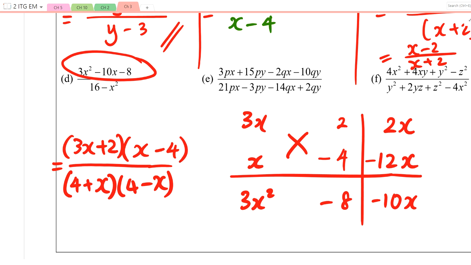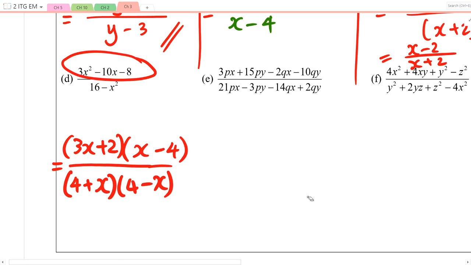Is there anything to cancel? Is there anything to cancel? Nothing. Come on, something you learned in Sec 1. There's something we can do. What do you notice? If only what? If only x minus 4 becomes 4 minus x, then we can cancel something, isn't it? But how do we make that change? Okay, let me remove this first. If only x minus 4 becomes 4 minus x. And we know we can do that by multiplying it by negative 1, right?